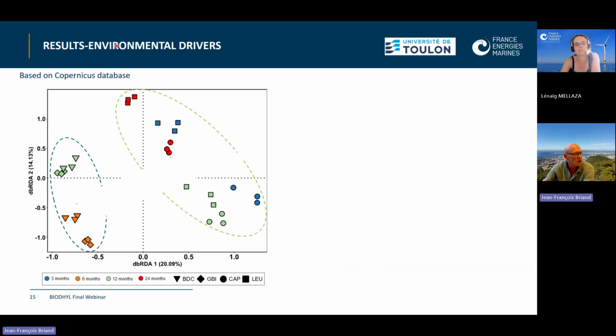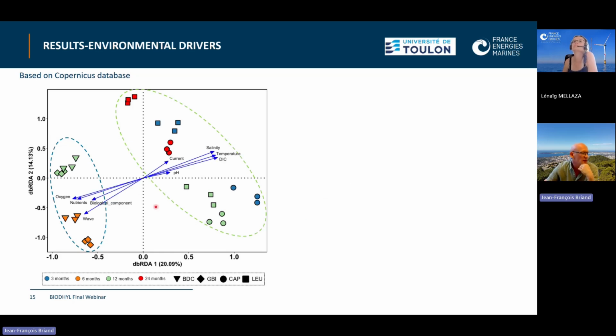Then we talk about the environmental drivers. I don't want to develop this, but for this data, we used data from the Copernicus database. And the aim was to try to correlate the communities that I have already shown you with the environmental parameters. These parameters are represented by vectors. And you can see clearly here that we have one set of parameters associated with the Mediterranean Sea, especially higher salinity, temperature, but also current.